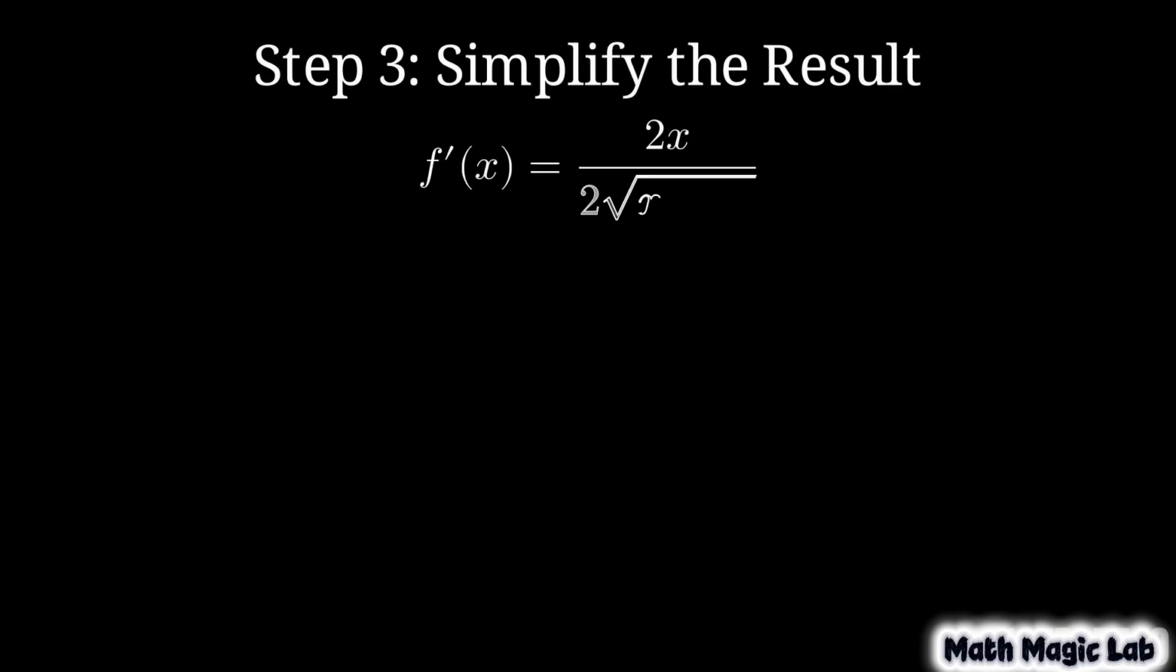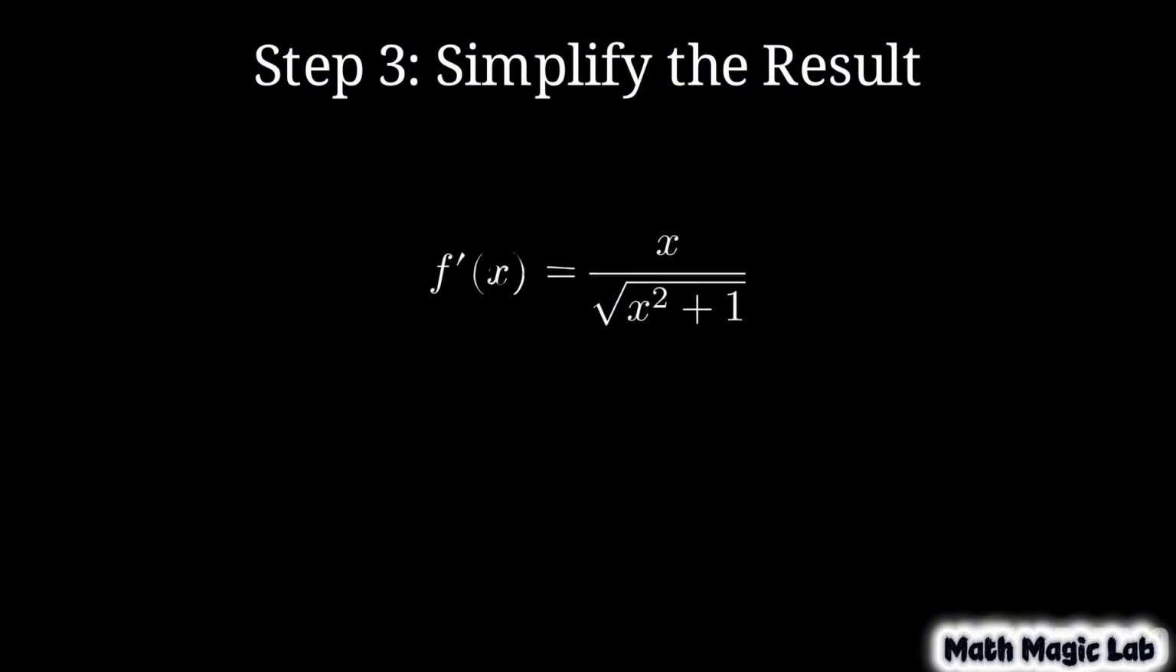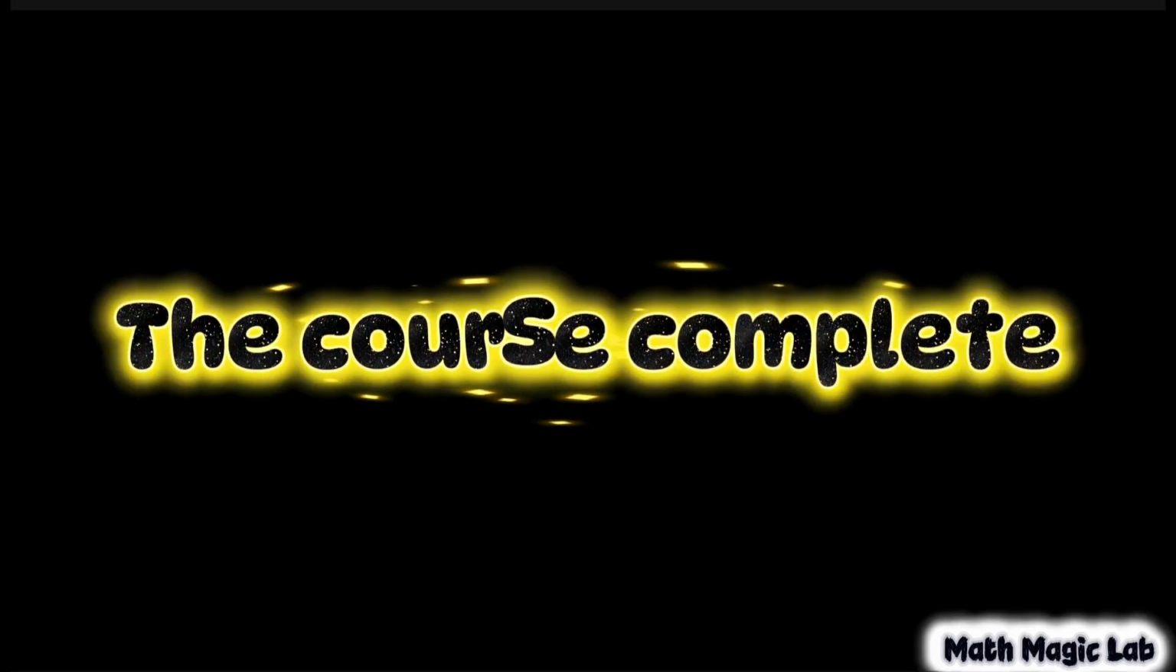Step 3 is all about the cleanup. We combine our terms into a single fraction, placing the 2x in the numerator. At first glance, this looks finished, but notice the coefficients. We have a 2 on top and a 2 on the bottom, and in the MathMagic lab, we never leave a fraction unsimplified. By cancelling out the common factor of 2, we arrive at our final, elegant result x over the square root of x squared plus 1. You've just conquered the radical challenge using the chain rule.